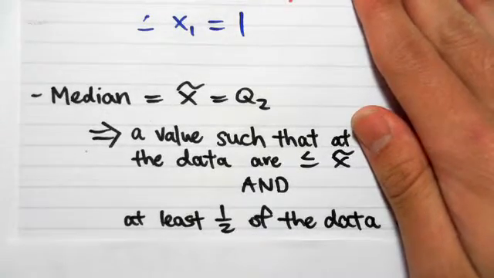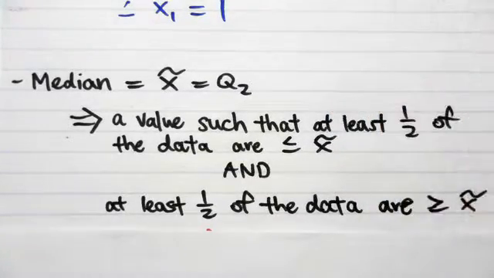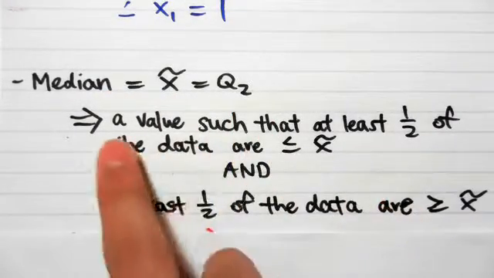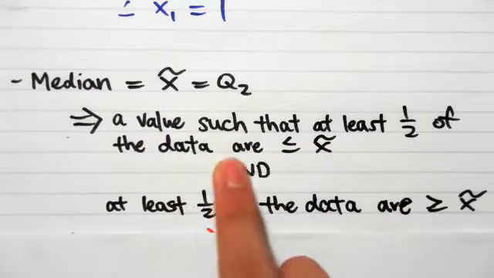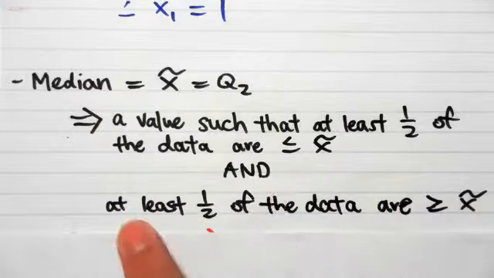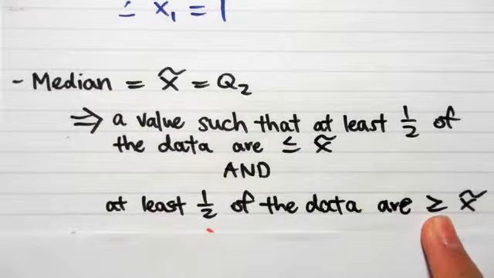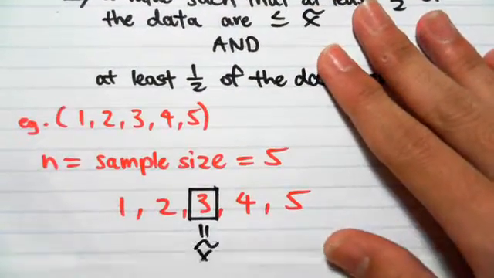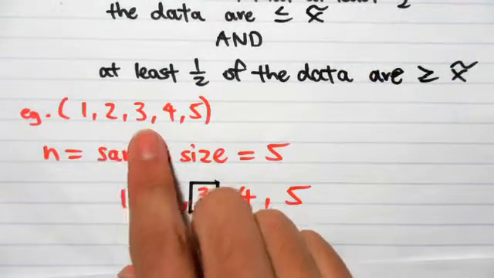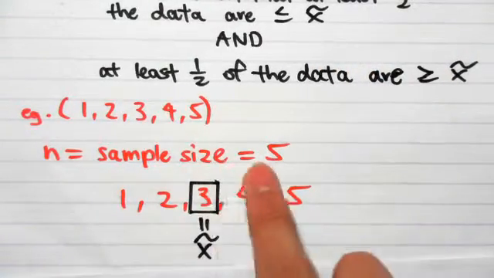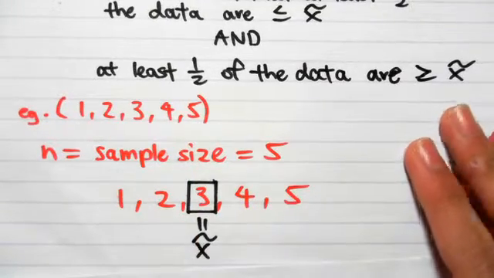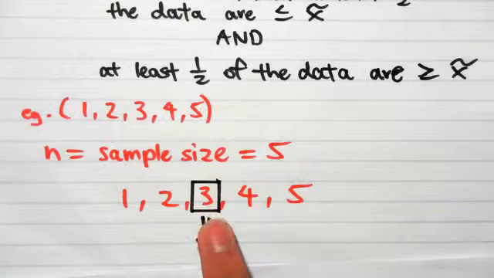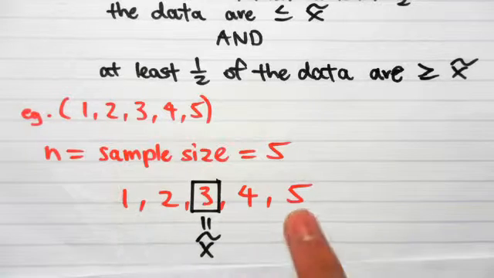The next number that we're going to go through is called the median. The median, x squiggle, and some people call it q2, is defined as the value such that at least half of the data are less than or equal to x squiggle, and at least half of the data are greater than or equal to x squiggle. A good way to think of this is, again, looking at an example. Let's say we have been given the data 1, 2, 3, 4, 5. Our sample size here is 5 because we're given 5 numbers. We write it out, and the median is in fact the halfway line. So it's the number that is halfway in our sample set.